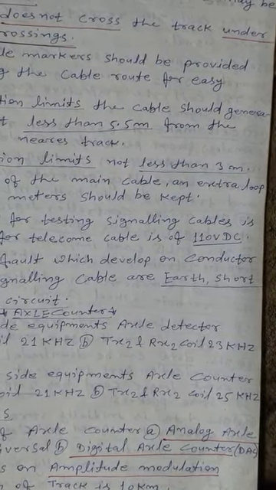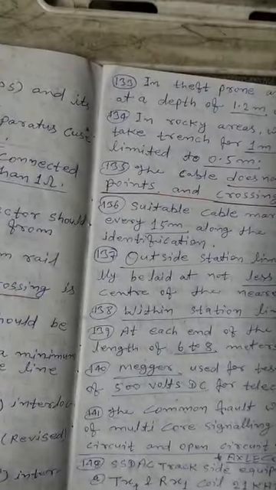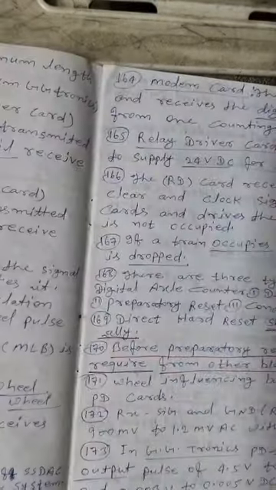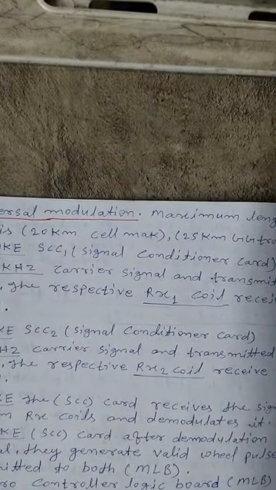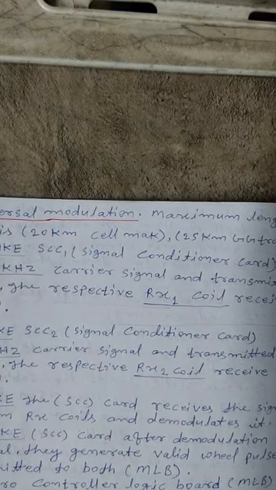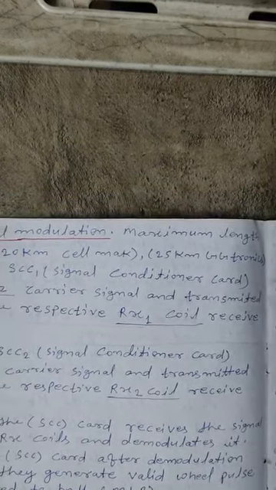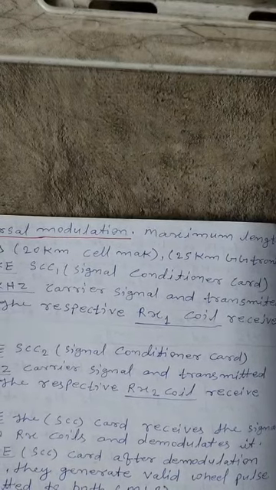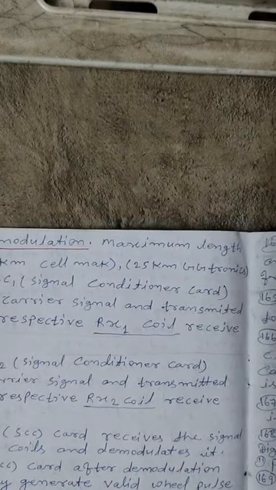In digital axle counter, it works on phase reversal modulation. Maximum length of track is 20 kilometer for Cell make or 25 kilometer for Gigitronics.